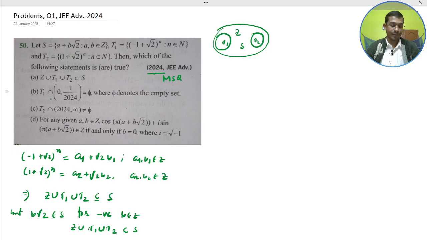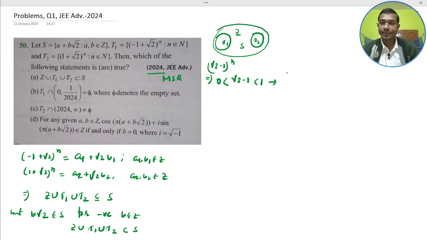Check the second option. You have to check all the options and solve this problem. So this is (√2 − 1)^n. It implies 0 < √2 − 1 < 1. So for the greatest value of n, this is a combination of the set relation function and the binomial theorem, a miscellaneous type question, so I keep it for solving. So for the greatest integer value, (√2 − 1)^n tends towards 0.